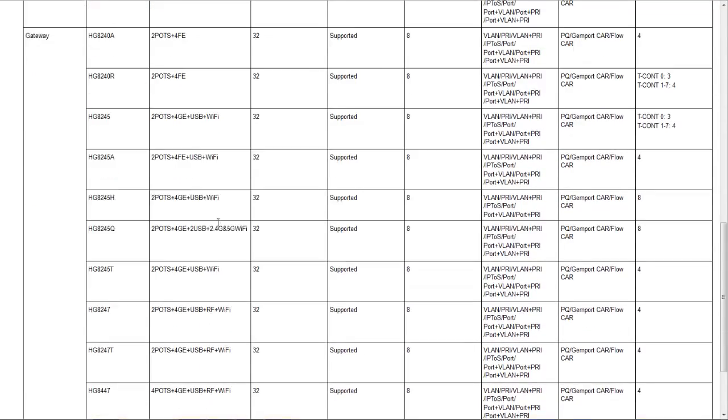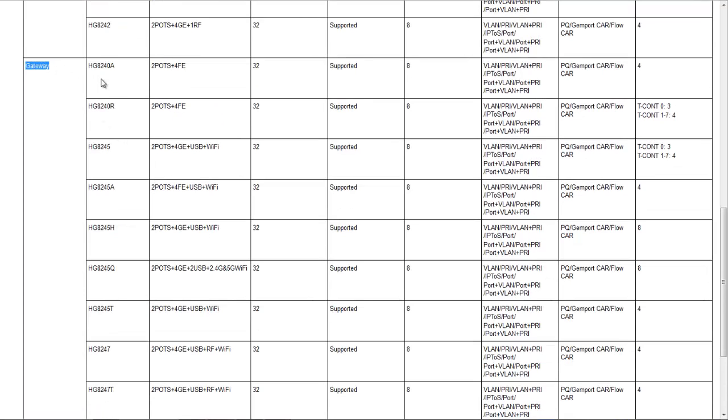Another kind of ONT is the gateway ONT. With this kind of ONT you get some routing facilities, small router facilities, and WiFi. 8240A has two voice ports and 4 FE ports, all the same. 8240R has 2 voice ports and 4 Fast Ethernet ports. 8245 has extra Wi-Fi, 2 voice ports, 4 GE ports, USB and Wi-Fi. 8245A has 2 voice ports, 4 Fast Ethernet ports, USB plus Wi-Fi. Number of TCONT supported is 8.